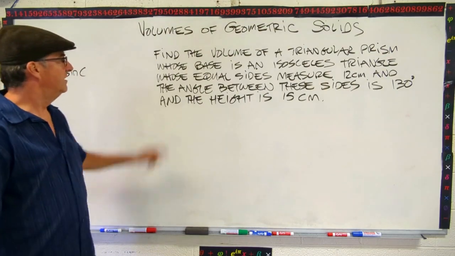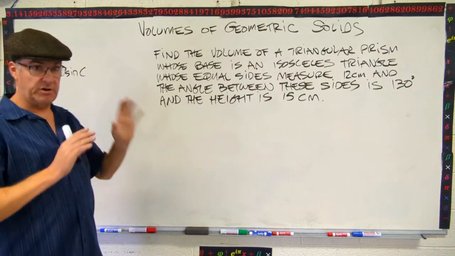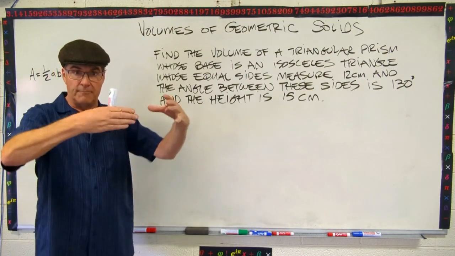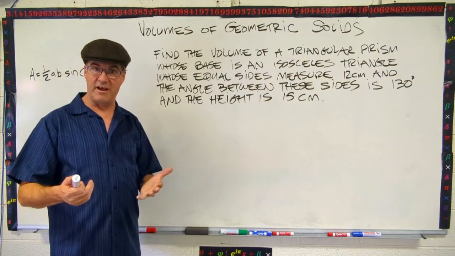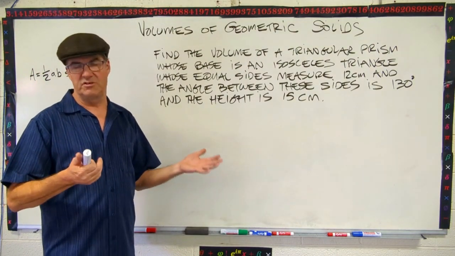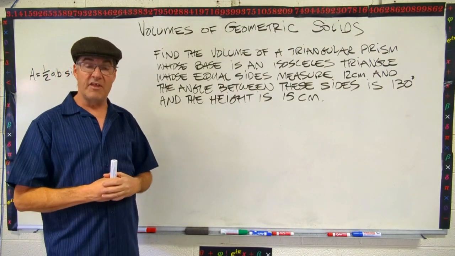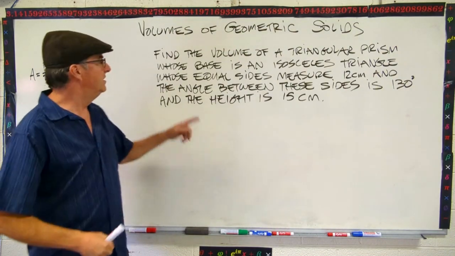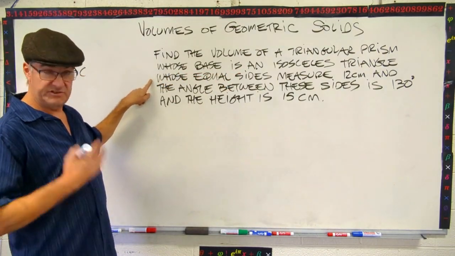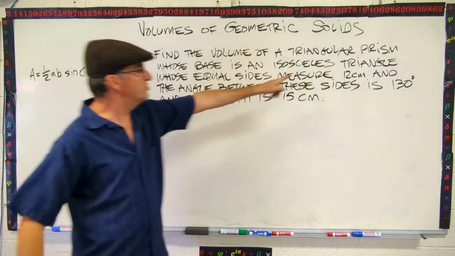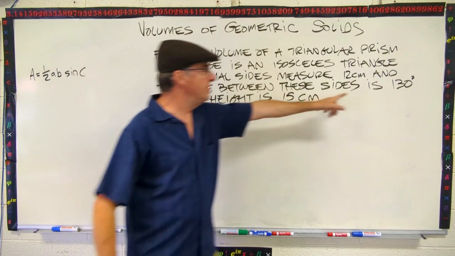So let's get started. Find the volume, okay, good, we're doing volumes, of a triangular prism. Okay, I know it's got triangular bases, rectangular sides, whose base is an isosceles triangle. Now you're going to have to dig into your geometry vocabulary or look it up. What's isosceles? It's a triangle that has 2 equal sides. So whose base is an isosceles triangle, whose equal sides, so it's telling us what they are, measure 12 centimeters, and the angle between the sides is 130 degrees.